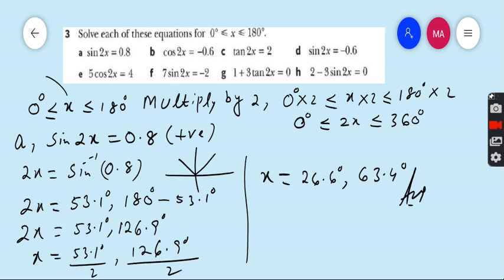And you can check both the answers are in our given limit of x, that is from 0 to 180 degrees. So I hope you completely understand that if we have an angle other than x, first we have to convert the given domain in terms of 2x, multiplying by 2 throughout the domain, and then find the values of all angles from 0 to 360 degrees, and finally divide each and every angle by 2. Come to part B.